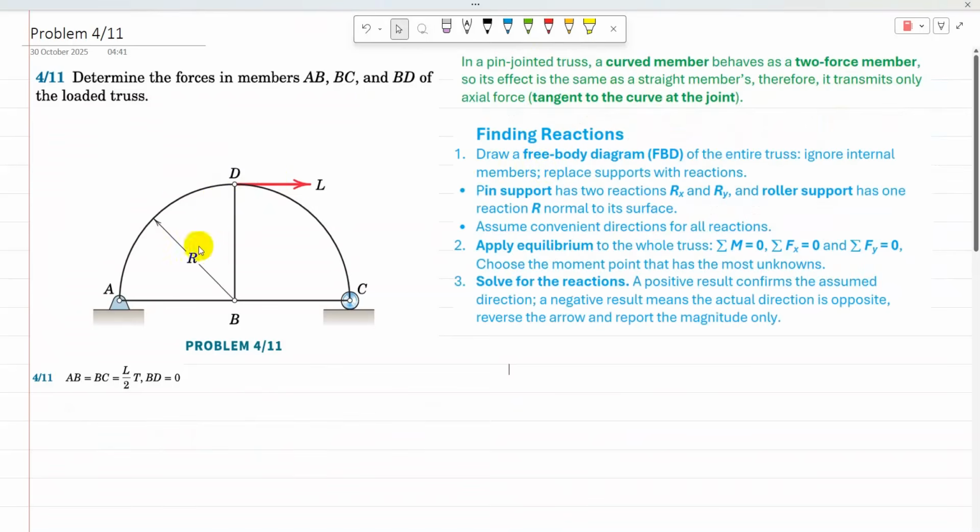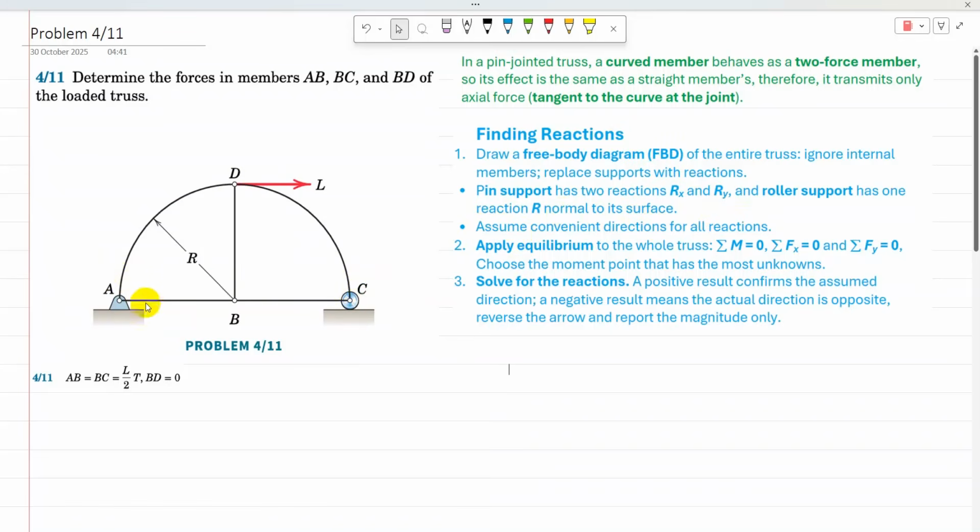To find the reactions, we need to draw a free body diagram of the entire structure by ignoring internal members and replacing supports with reactions. A is a pin support, so it has two reactions, one horizontal and one vertical. And C is a roller support, so it has one reaction perpendicular to the surface. Then assume a convenient direction for all reactions.